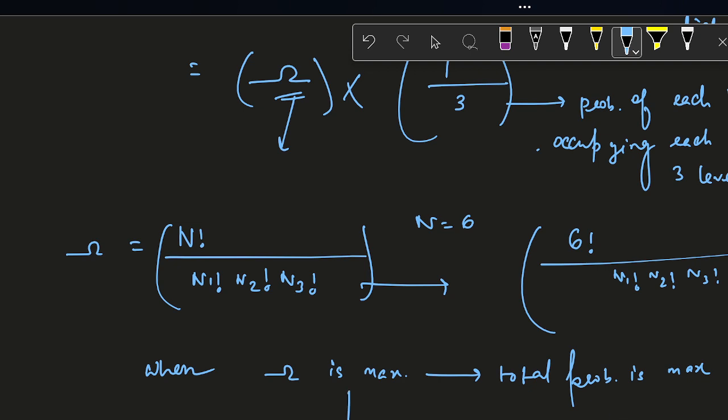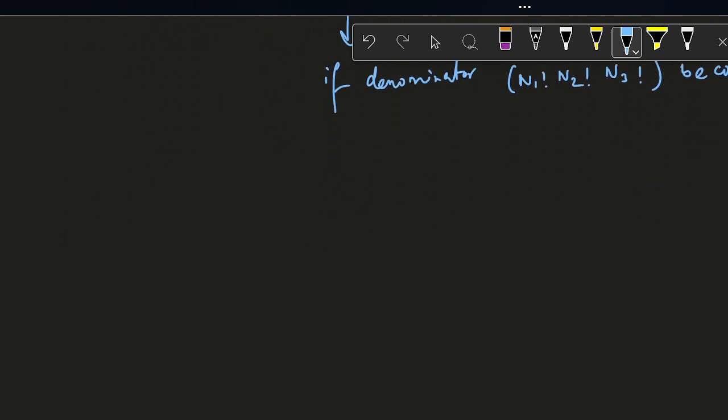And omega will be maximum if the denominator, that is n1 factorial times n2 factorial times n3 factorial, becomes a minimum. Okay, so this part is sorted.